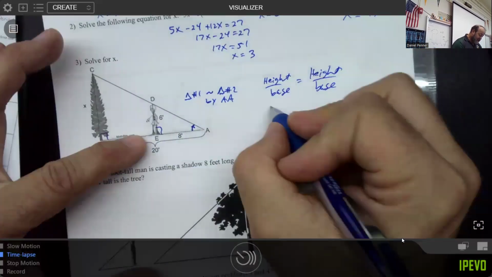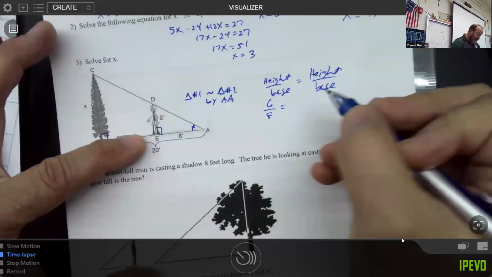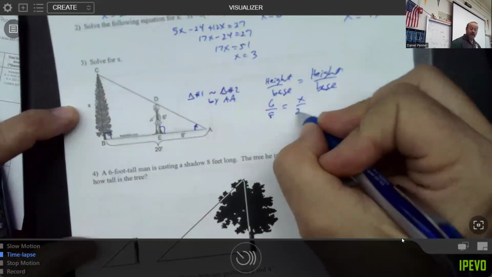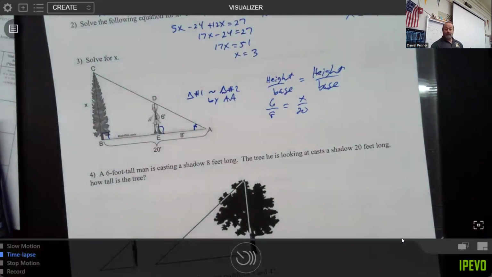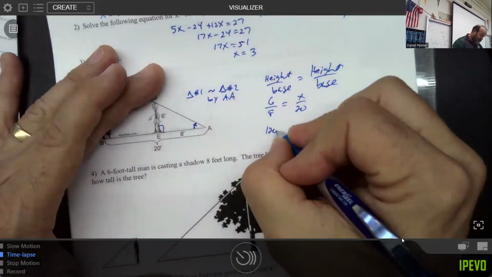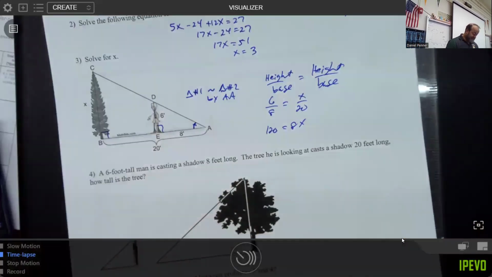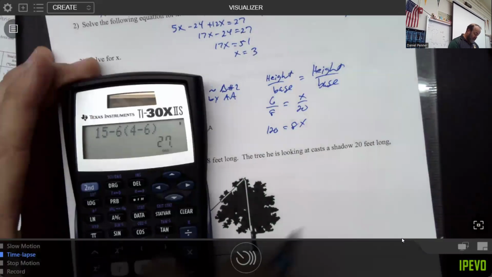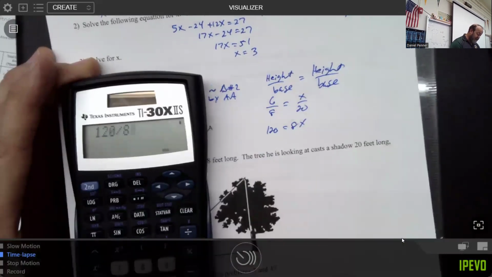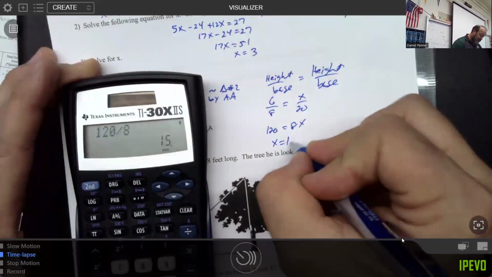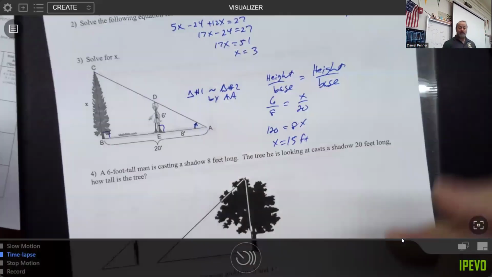So I could say 6 over 8 is the same thing as the height of the tree over 20, right? Now that puts us in a position where we can, again, cross multiply, and 120 equals 8x. And so, of course, 120 divided by 8 is 15. So we found out that this tree is 15 feet tall.